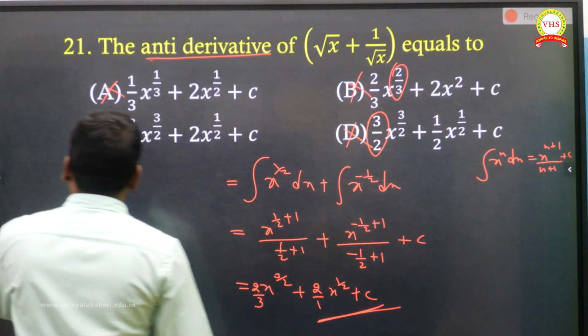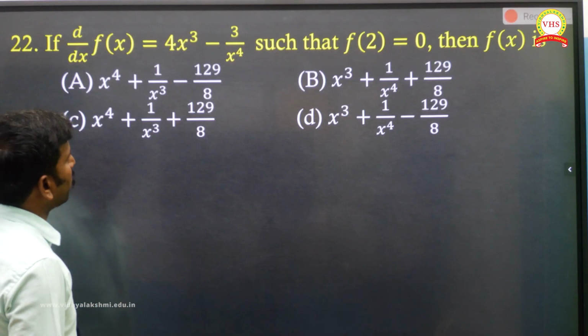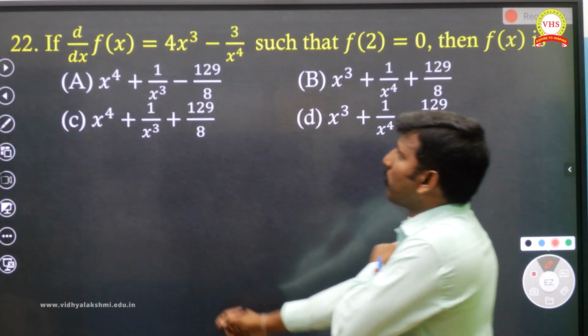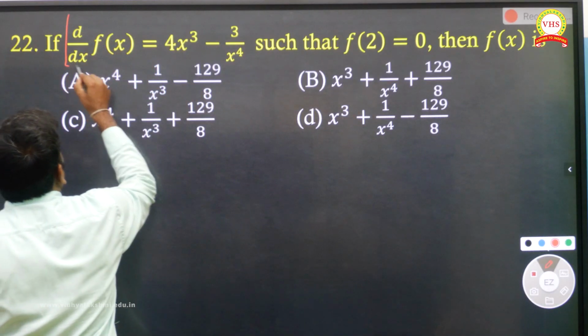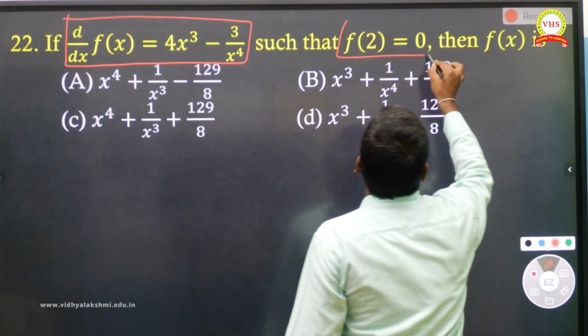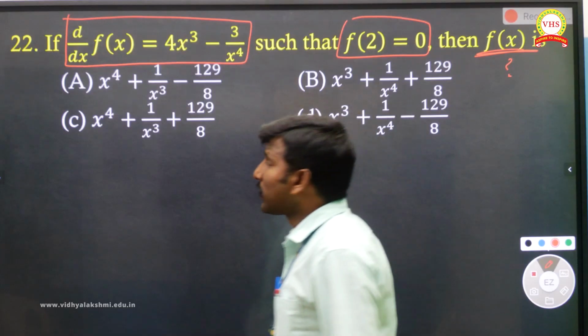Option C is our required answer for the 21st question. Understand? Right. Then we'll go to question number 22. This is the last question from this exercise. What they gave here is the derivative of f of x equal to something, and such that f of 2 equals 0. They asked to find what is f of x.